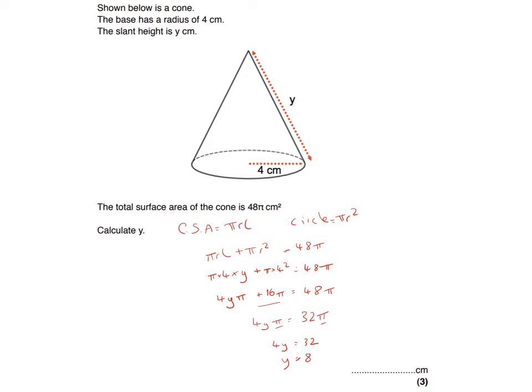So don't get put off by unknowns being in your question. Just start to write out exactly the same formula that you would use if you knew all of the numbers. Then you'll get yourself an equation that you can start to resolve and rearrange so that we can find that unknown. So y equals 8 centimetres, I can put down on the answer line.